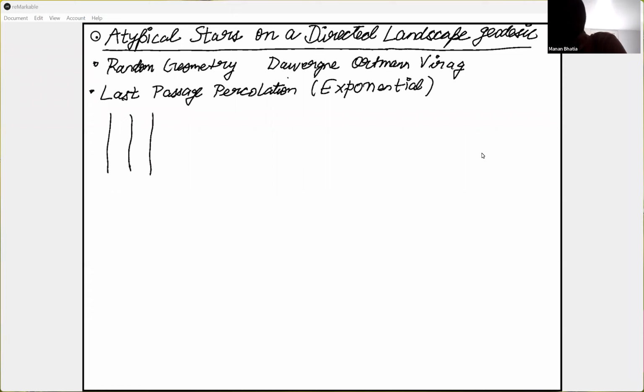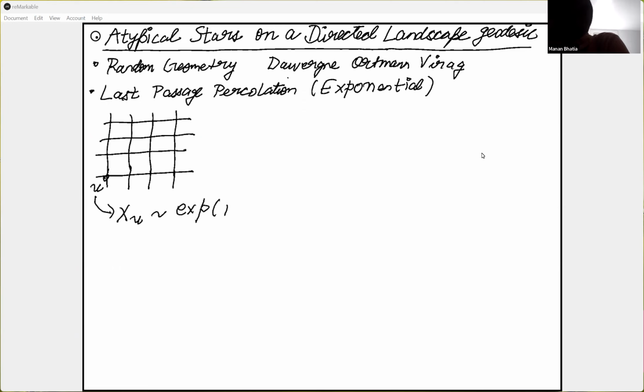You just start with a lattice Z2. And now for every point U on Z2, you associate a random variable XU, and this random variable is exponential 1. You want all these random variables to be IID across all these lattice points. Okay. So you have this field of random variables, and now you want to define lengths. I mean, you finally want to get a geometry, right?